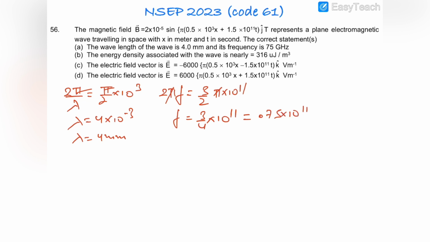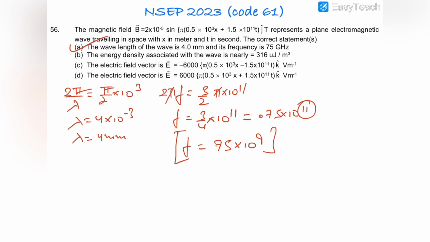And you can see that f would be equal to 75 into 10 raised to power 9, so this is 75 gigahertz. So option A is correct.